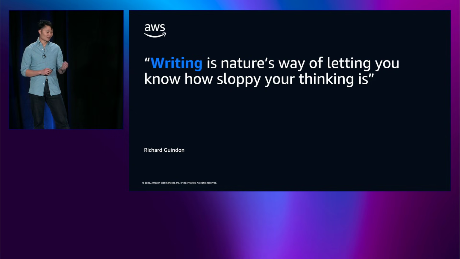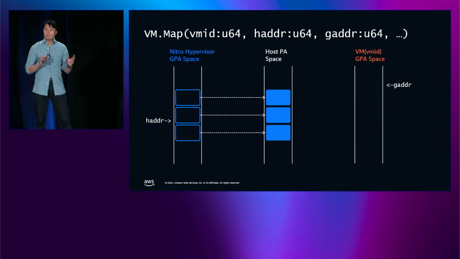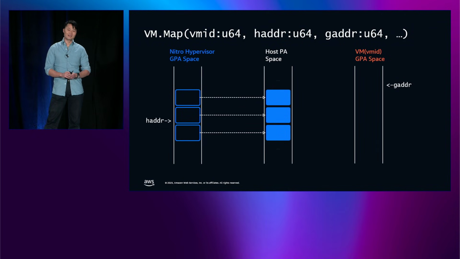Here's a great quote from the cartoonist Richard Gwindon that you might relate to. And let me follow up with an example from the Nitro Isolation Engine. This is the map hypercall from the Isolation Engine's API. The Nitro hypervisor calls this hypercall to transfer ownership of physical pages. As Kareem spoke about, this is necessary because only the Isolation Engine has direct control of the page tables that govern guest physical address space.